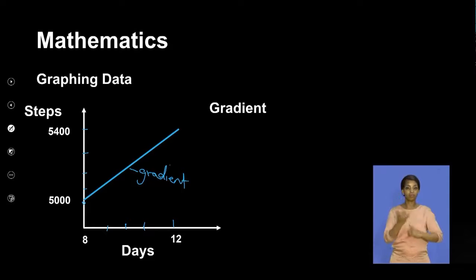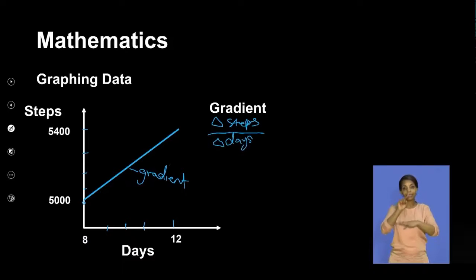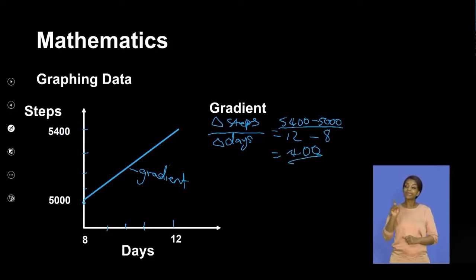Now let's look at if I wanted to calculate my gradient. So my gradient will be change in steps, right? And you divide this by change in days. Now you will see that change in steps, let's look at 5,400 minus the initial, which was the 5,000, and we will divide this by, they walked 5,400 steps on day 12, so that's 12, minus they walked 5,000 steps on day 8, which means that's 8. And therefore, this will be equals to, if you subtract there, it will be 400 over 4, which will then be 100, right?